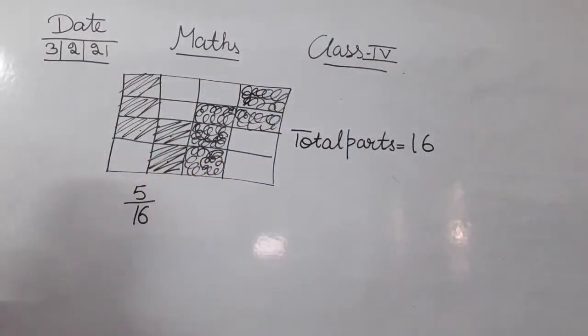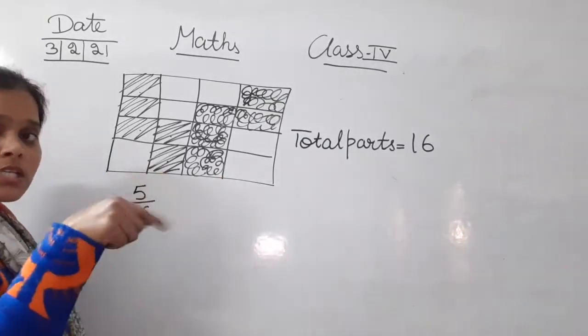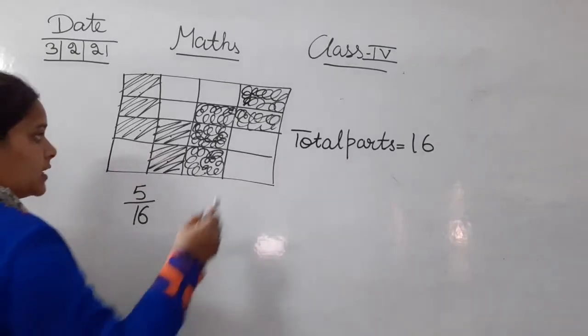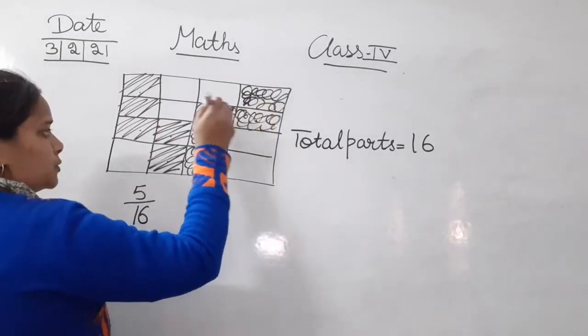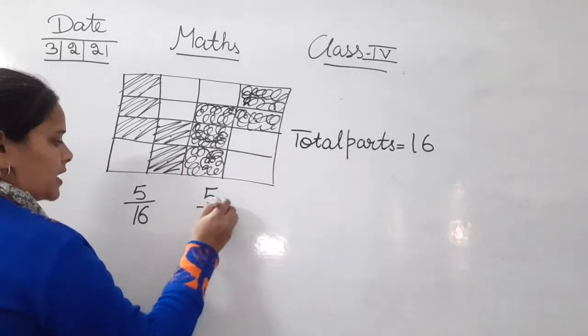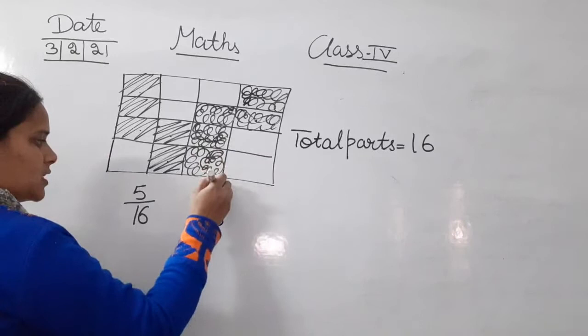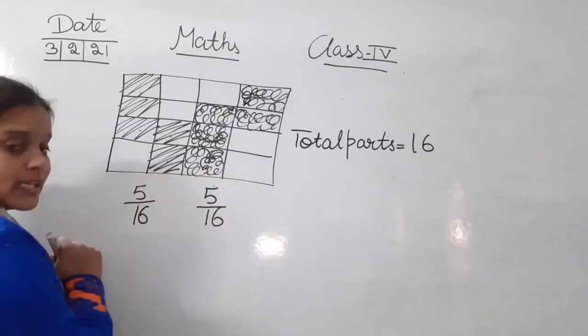Clear? Next one, the circle one. How many parts of the given figure are shaded with the circular pattern? That is 1, 2, 3, 4, 5. Again, this is also 5 out of 16. So 5 parts are shaded with this, and 5 parts are shaded with this.